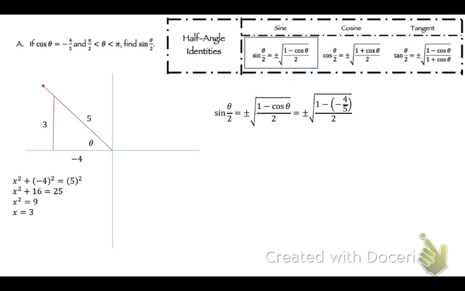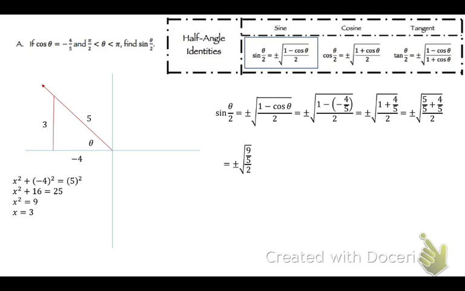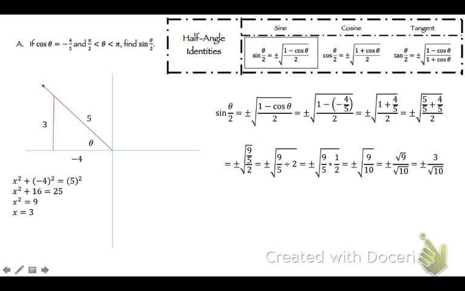Well, the cosine of theta is negative 4/5, so that's the square root of 1 minus negative 4/5 over 2, which is 1 plus 4/5 over 2. Change that 1 to 5 over 5. So that's 9 over 5 divided by 2. Well, if you divide by 2, that's the same thing as multiplying by 1/2. So that's the square root of 9 over 10. You can break that up, so it's the square root of 9 over the square root of 10. Well, the square root of 9 is 3, so that's 3 over the square root of 10.